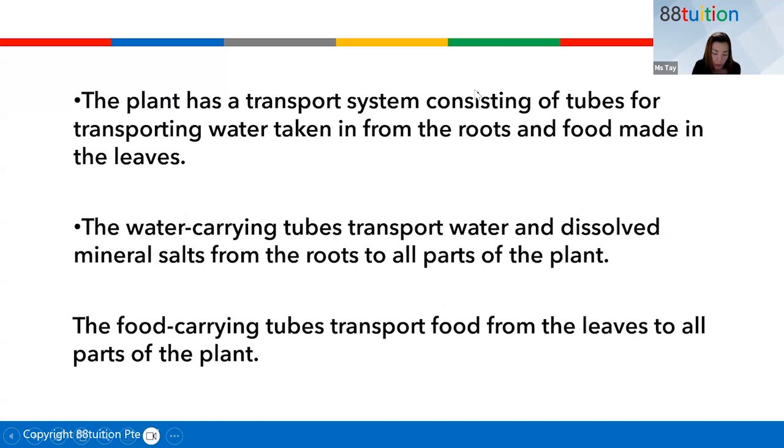This transport system consists of tubes for transporting water taken in from the roots and food made in the leaves. Must know this. How the water moves, how the food moves are important. You need to know. So water carrying tubes, that is the name, for the tube that is responsible to carry water from the roots to all other parts of the plant. So what is the direction of movement? Let's say I have a plant, and then I have the plant with the leaves.